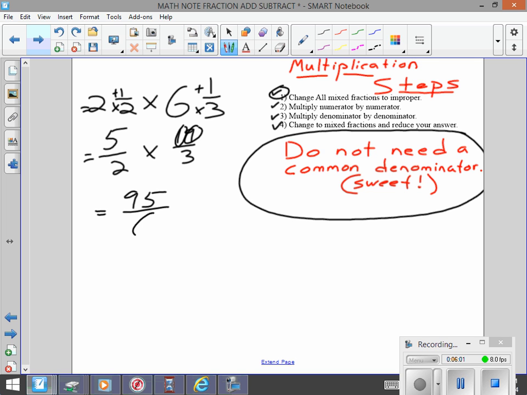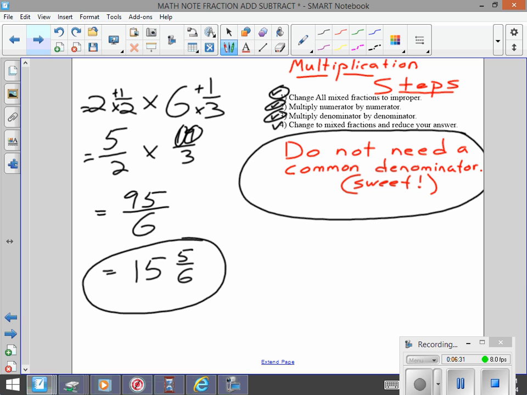And 2 times 3 is 6. Okay, so there's numerators and denominators. But last thing we want is to change it to mixed fractions and reduce as low as we can go. So 90, that's a nice round number. I know that's going to be 15 times, and there's going to be 5 left over. 5 over 6, there's nothing going into both of those, so that is our final answer. All right.